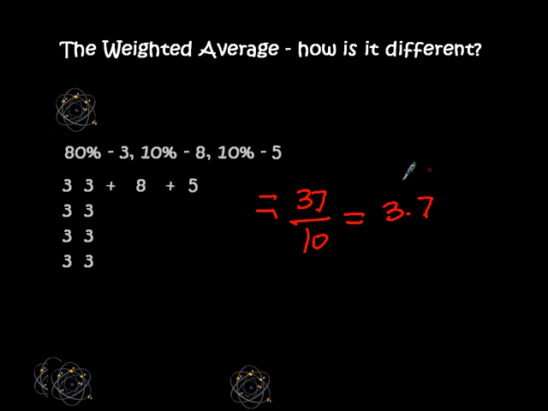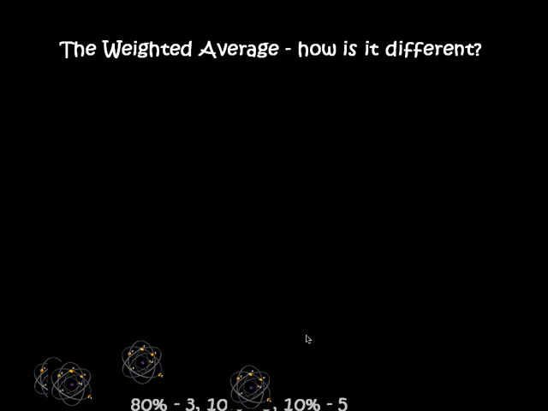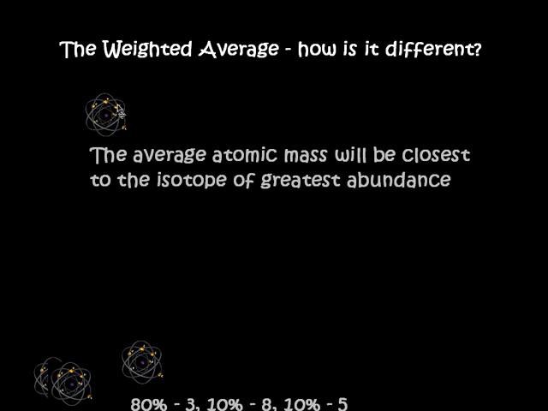Kind of in conclusion here, if we were to finish this off, what we've learned from this slide here is that the average atomic mass is going to be closest to the isotope of greatest abundance. The average will be closest to the one that there is the most of. That makes sense, I hope.